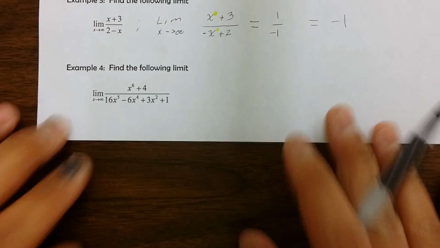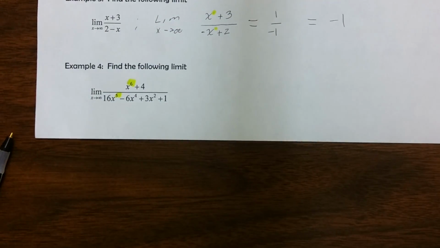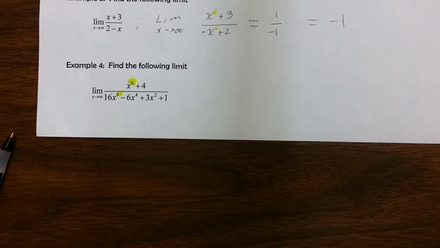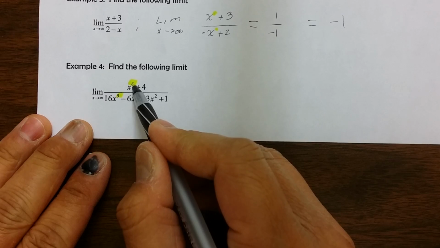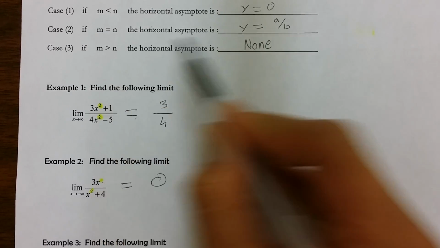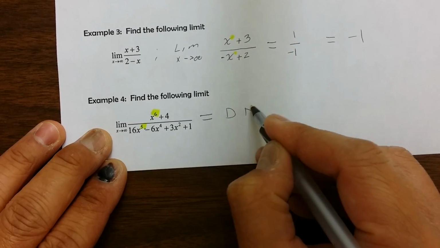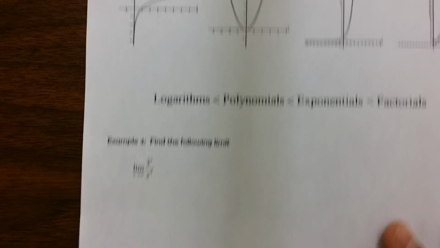Great job. Let's go on to example number 4. Take the leading degree and compare it. This is how we find the limit as x approaches infinity. x is going to grow really big, so top is bigger than bottom. Top bigger than bottom. None. So the limit does not exist. Awesome, good.